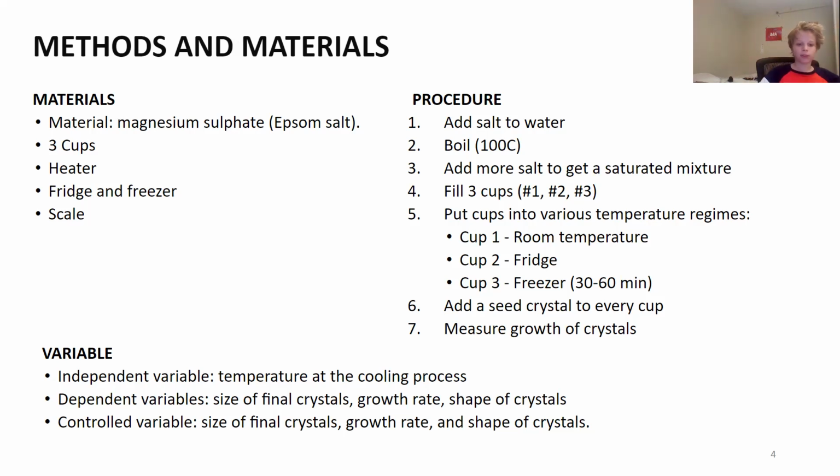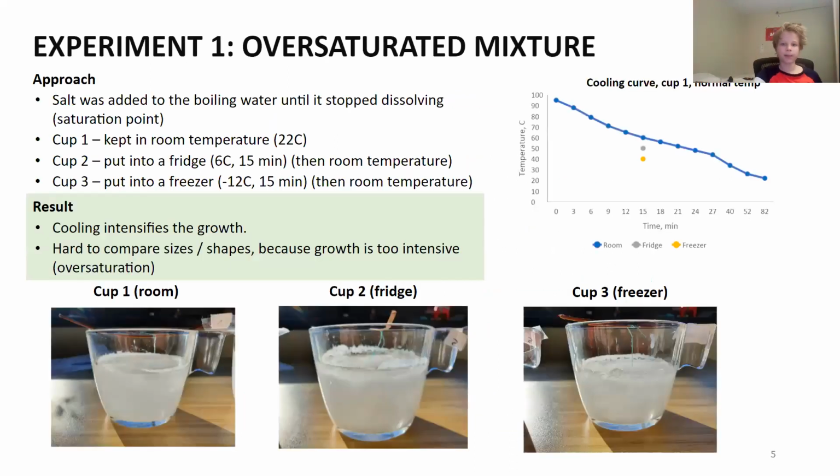The variables we used were the independent variable, the temperature of the cooling process. The dependent variable was the size of the final crystals and their growth rate, and the controlled variable was the shape of the crystals. In experiment 1, we used an oversaturated mixture.